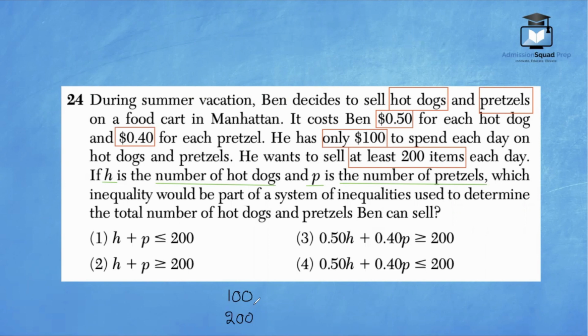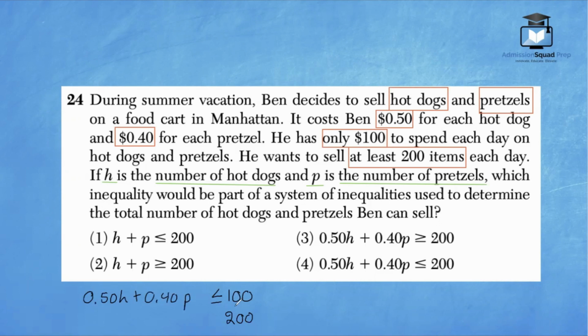If Ben has only $100 to spend each day on hot dogs and pretzels, that typically means he has to spend less than or equal to $100. Because $100 has to do with money, we're going to incorporate the cost of the hot dogs and the cost of the pretzels. So that would be 0.50H plus 0.40P must be less than or equal to $100.